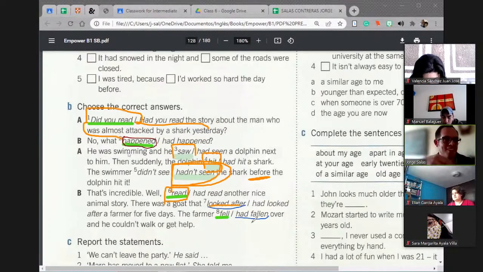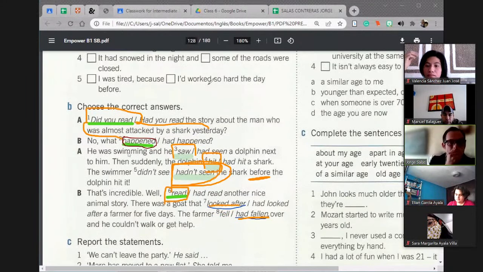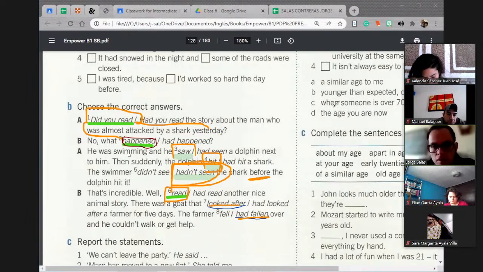Chronologically speaking, first falling, and then taking care of. So, looked after and had fallen over. Looked after is closer to the present, and had fallen over is further from the present. Okay.